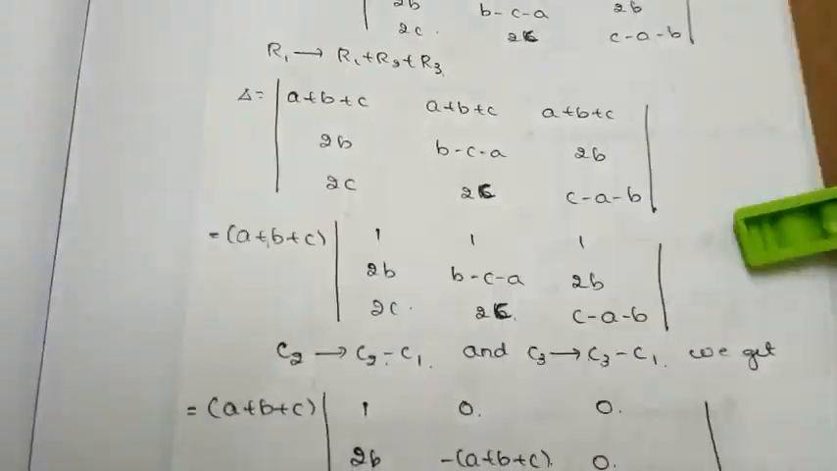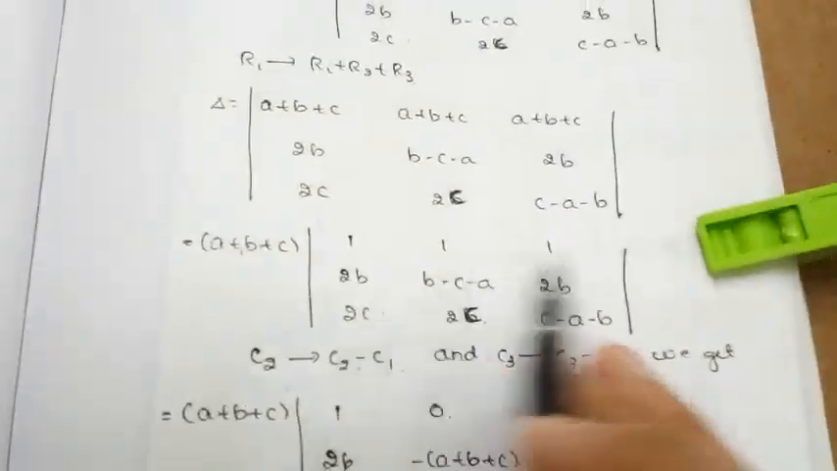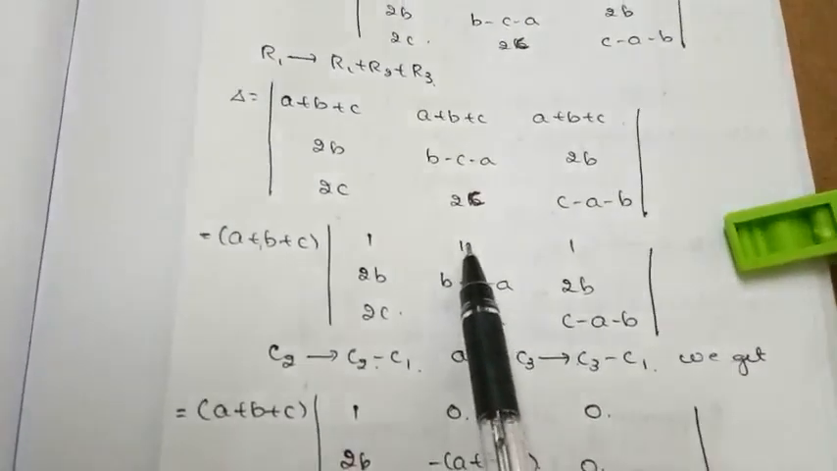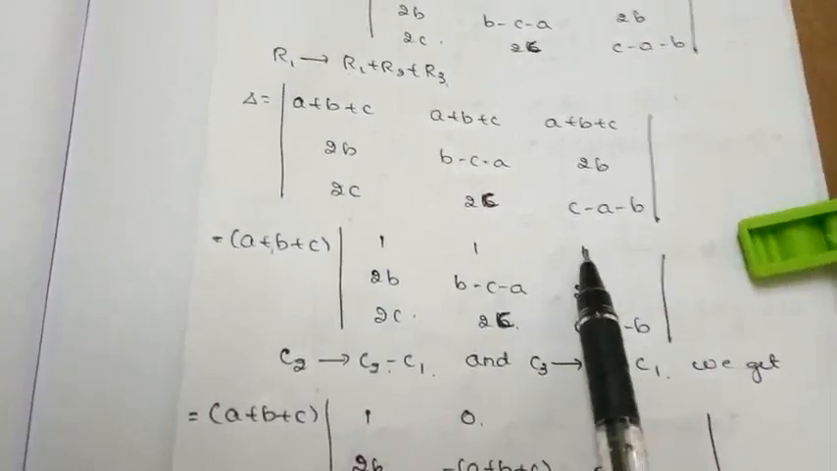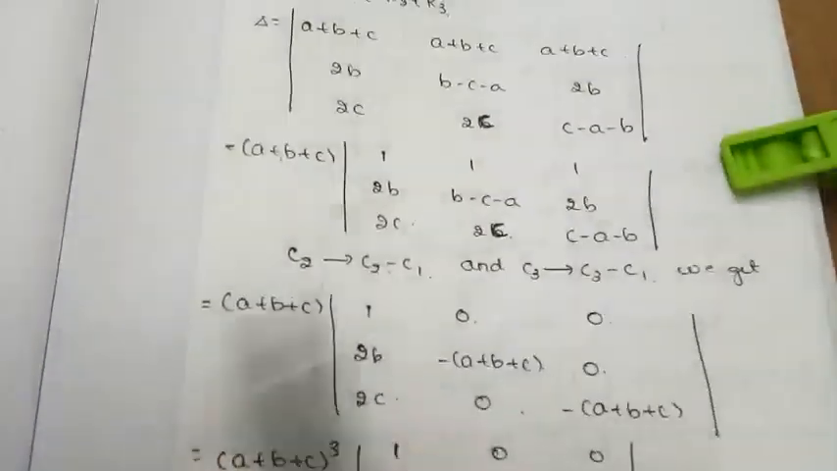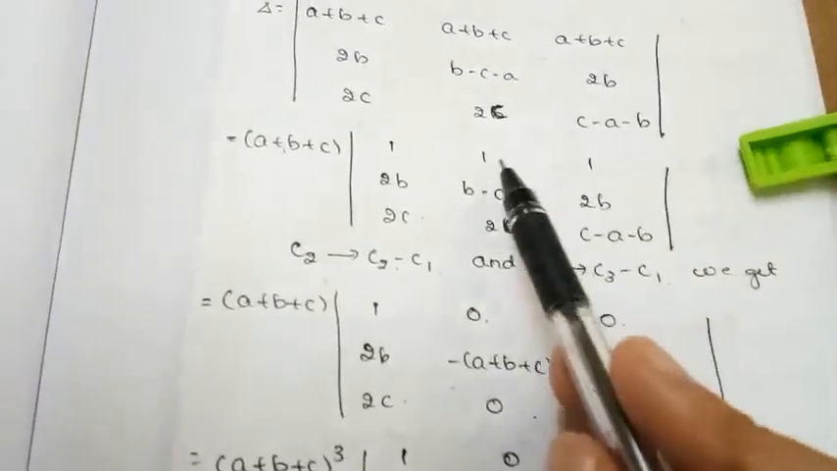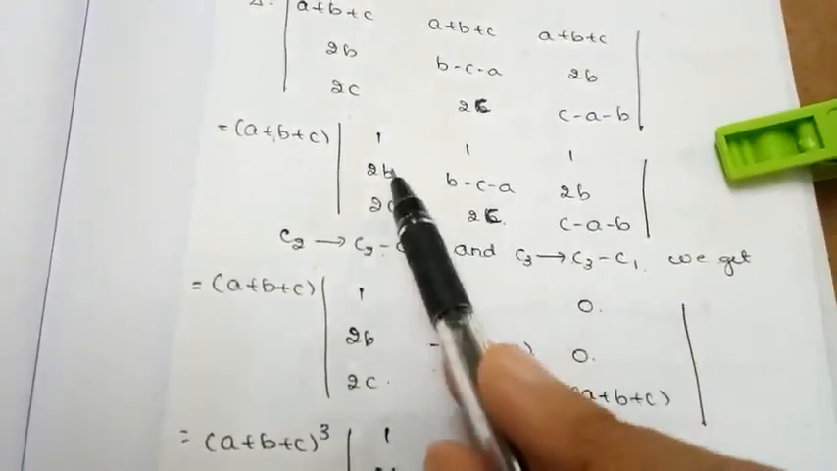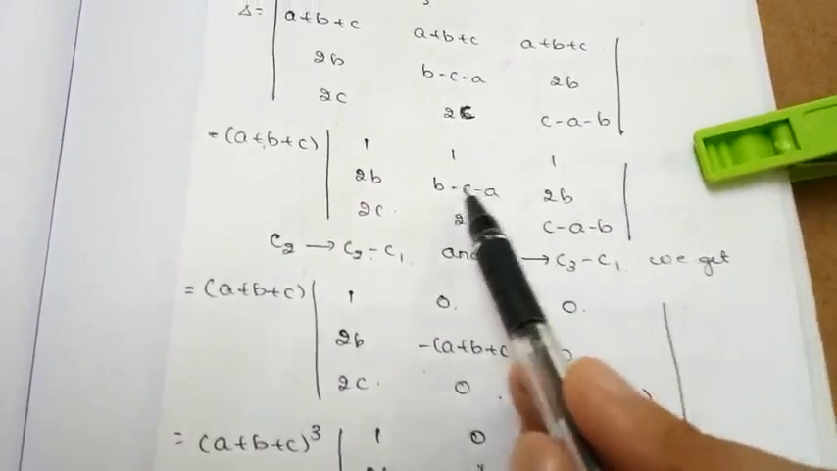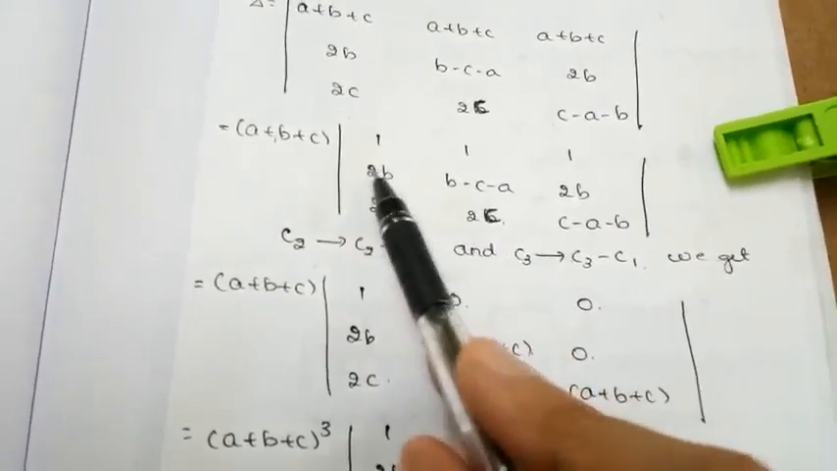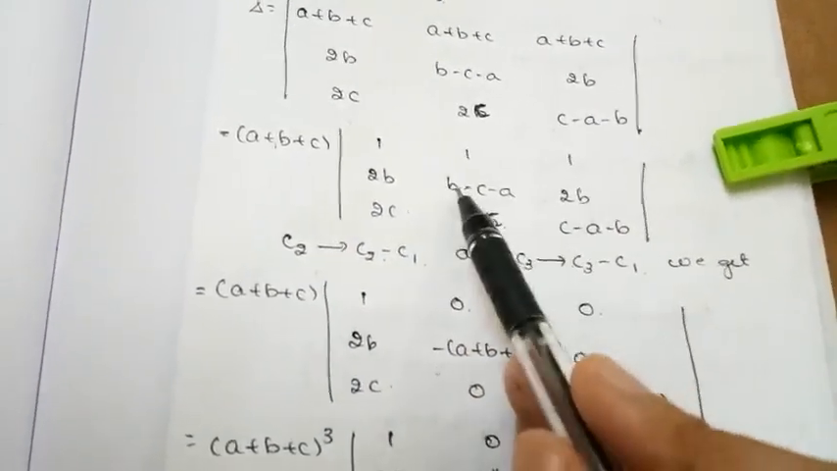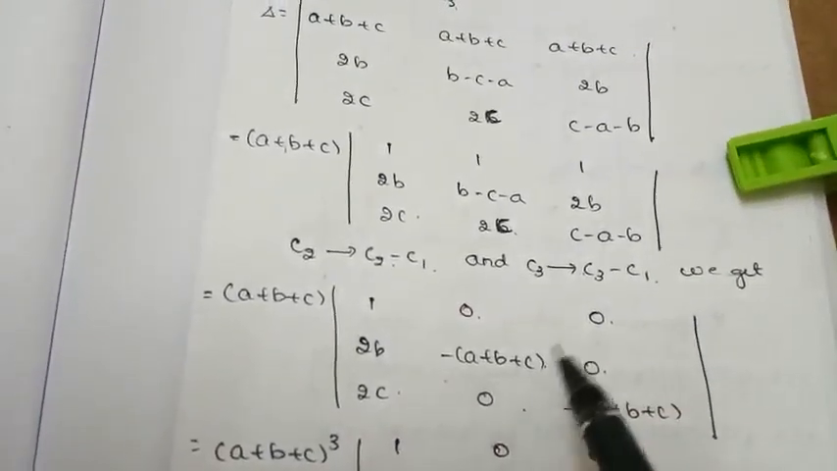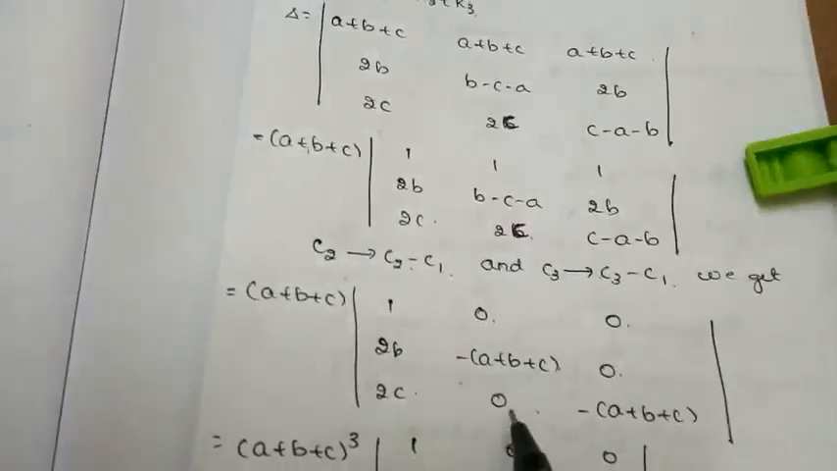By looking at 1, 1, 1, the common idea is to make any two elements equal to 0. So I am moving with the column operation, that is C2 implies C2 minus C1 and C3 minus C1. First column as it is, 1 minus 1, 0, b minus c minus a minus 2b. So 2b minus 2b becomes minus b. If I take minus common outside, remaining is a plus b plus c. Again 2c minus 2c, it is 0.